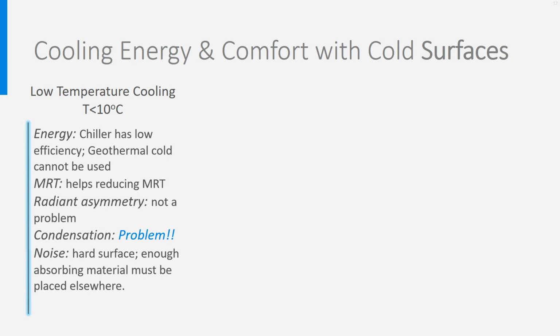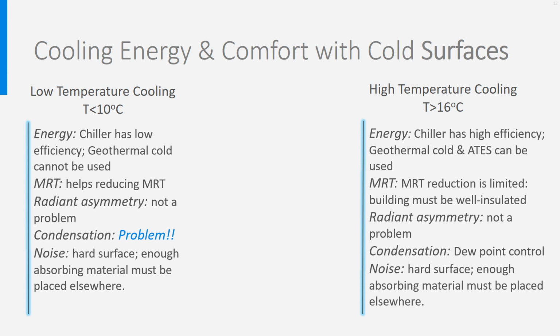Let's now look at the other extremity of the temperature spectrum. High temperature cooling, which is when the cooling panel temperature is kept above 16 degrees Celsius. In this case, larger surface areas are needed, by which the acoustic problem may worsen. It is, however, a question of placing enough absorbing materials elsewhere. Radiant asymmetry is not a problem as well, but the MRT will not be reduced a lot.